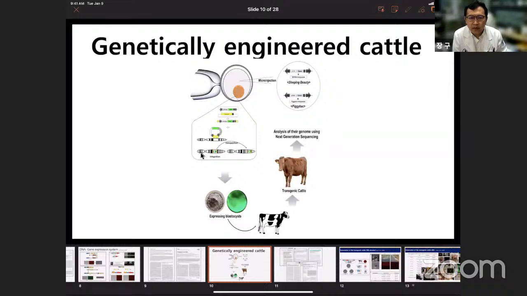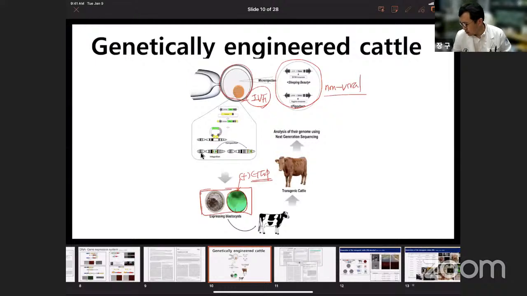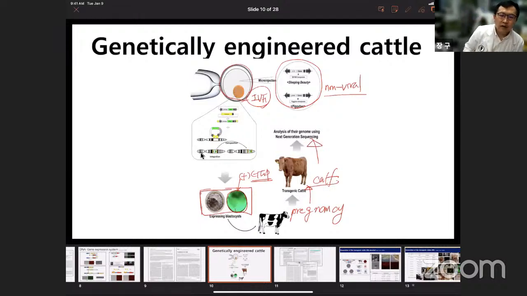To achieve that objective, we start with in vitro fertilization, IVF, and then the non-viral transposon system, which is injected there. Before the embryo transfer, we select the positive blastocysts using GFP. Then the surrogate becomes pregnant and delivers the calf. We analyze them with NGS, next generation sequencing, to understand where and how many genes were integrated in the cattle. So I will introduce the big story starting here.